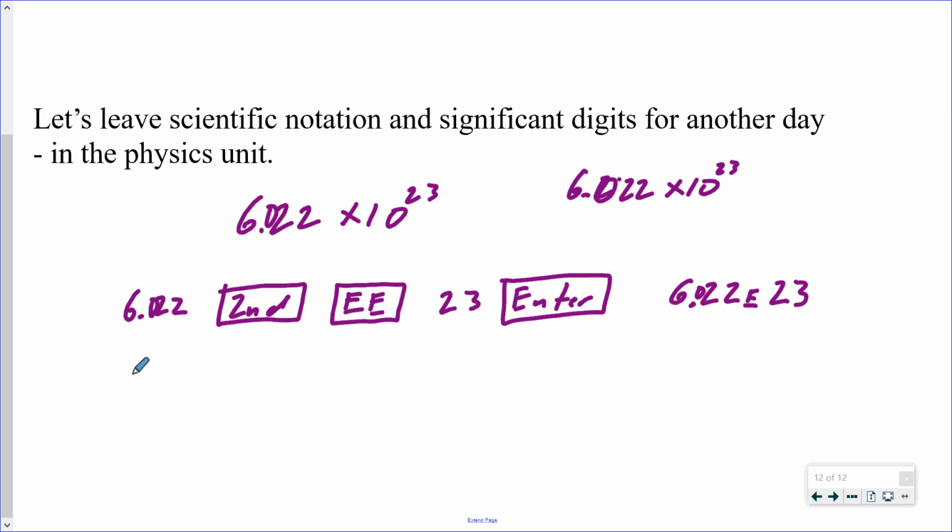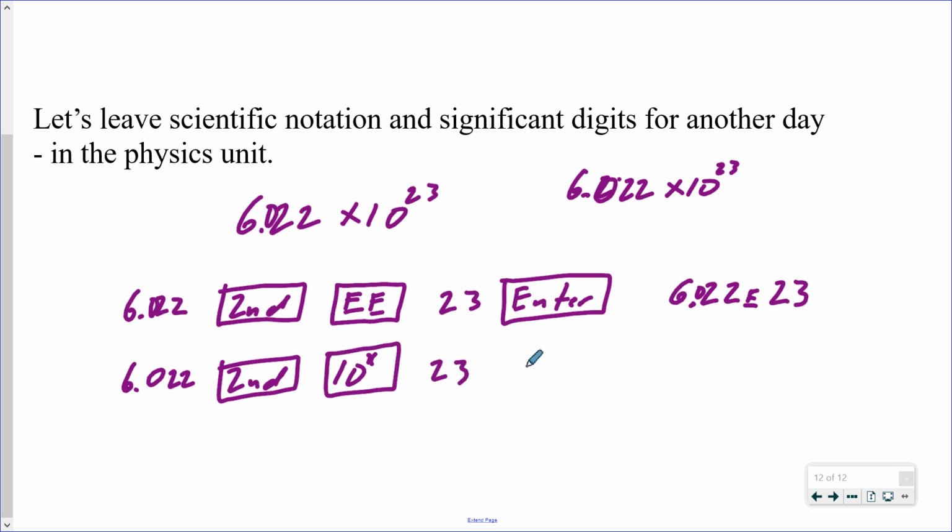Another way to do it is we put in the 6.022, go second function again, and now we go to the log button, which as the second function is 10 to the x. And again, you're just going to put in your 23. You're going to press enter, and then let me show you again how it actually shows up on your calculator screen. You might eventually get it this way as well, and when you enter it in, it might come up as this.